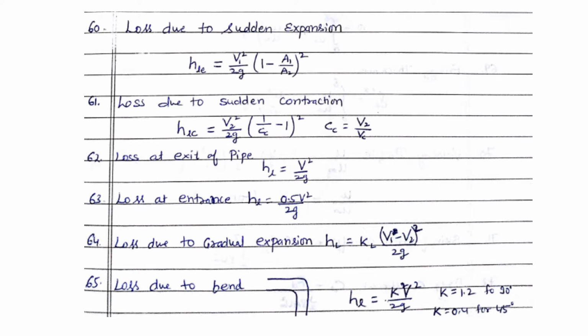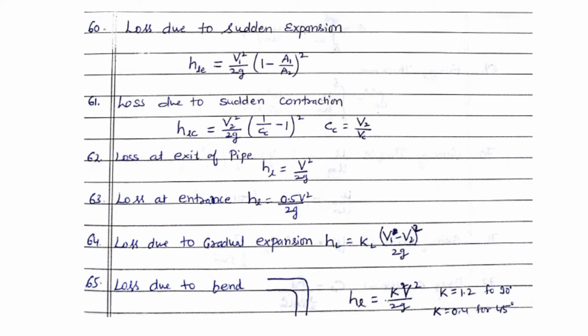Now the minor losses. That one was the major loss due to friction, and now the minor losses. Loss due to sudden expansion: if sudden expansion is there, then the formula will be h = V1²/2g (1 - A1/A2)². Loss due to sudden contraction: if sudden contraction is there, then the coefficient of contraction will be there, and hLC must be equal to V2²/2g (1/Cc - 1)².